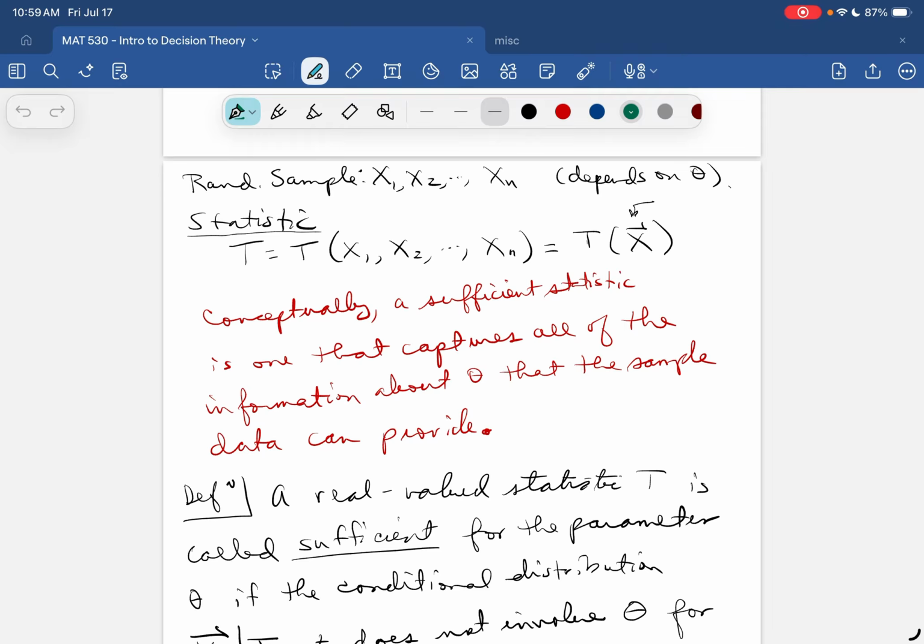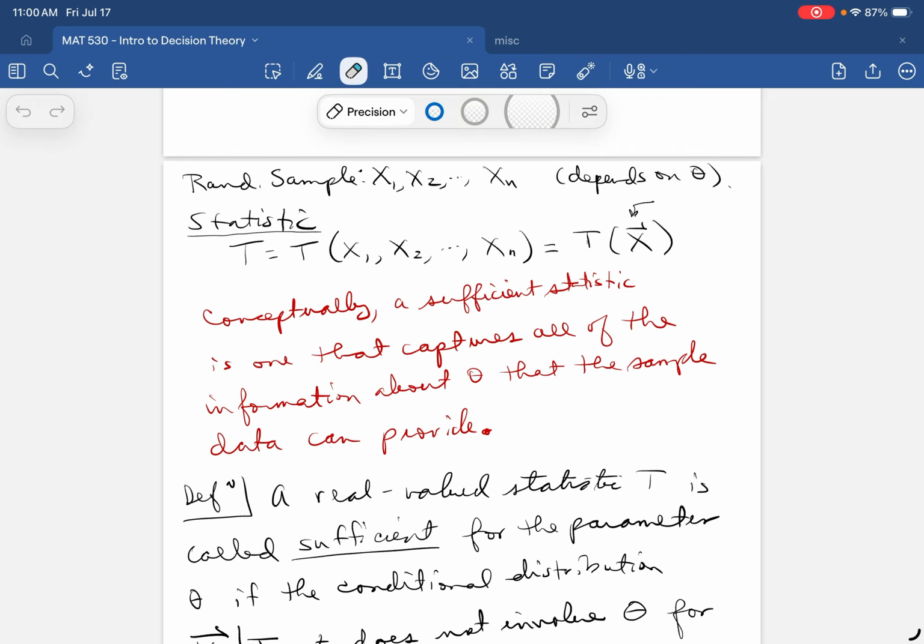So here we have a random sample, which we're assuming depends on a parameter theta, which is unknown. And we have a statistic T, and remember that a statistic is just a function of the data. For example, x bar is a common statistic. T, for example, could be x bar, or s squared, the sample variance, that's a function of the data. And what we want to do is review the idea of a sufficient statistic, as you see there.